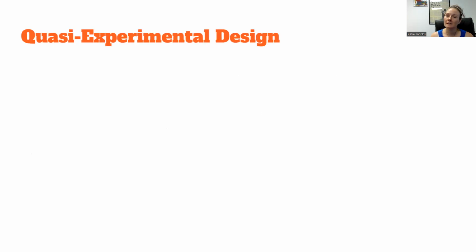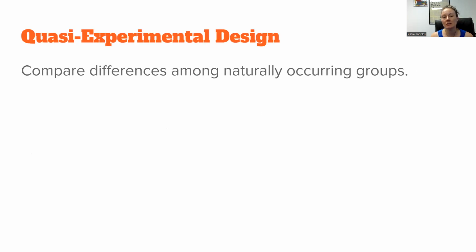There's also something called quasi-experimental design, and this is where you compare differences among naturally occurring groups. So if you wanted to see if there was a significant difference between people who were emotionally abused as children and those who were not emotionally abused as children, those are naturally occurring groups, right? And you can still see if there's significant differences, but we cannot say there's a causal link there. We can just say that there's significant differences.